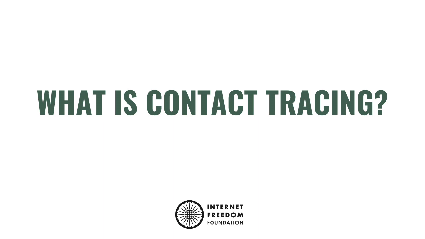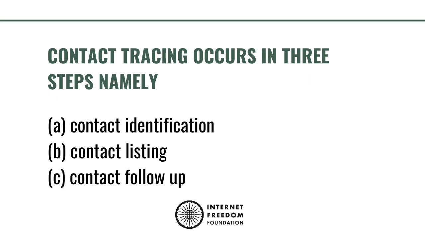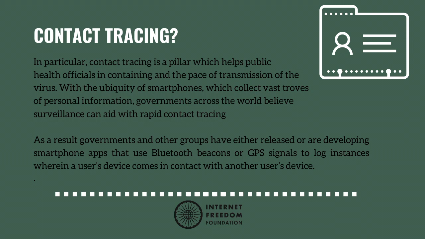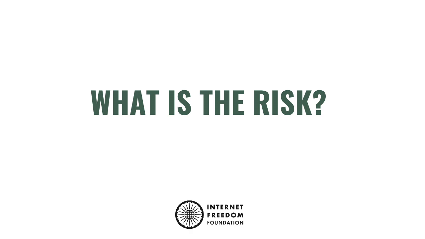Contact tracing occurs in three steps, namely contact identification, contact listing, and contact follow-up. Contact tracing in general has been a pillar which helps public health officials in containing the pace and spread and transmission of a virus. But with the increasing adoption of smartphones and its increasing ubiquity, governments across the world have been thinking about ways to leverage the personal information collected by these devices to aid with rapid contact tracing. As a result, both governments and other groups have either released or are planning to release or are in development phases of smartphone apps which use Bluetooth beacons or GPS signals to log interactions between different users' devices in the hopes of figuring out who may or may not be at risk of exposure to the novel virus.